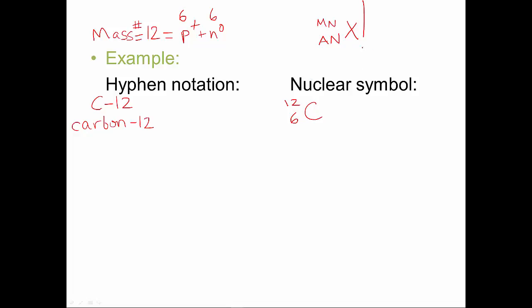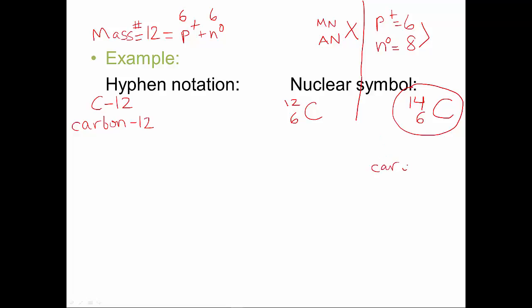Let's say that we had another isotope of carbon where I tell you that there are 6 protons, which is carbon. So there's our isotope symbol, the element symbol. The atomic number is still 6 because it's 6 protons. And I tell you that there are 8 neutrons. Well, if we add these two together, we get a mass number of 14. So this would be the nuclear symbol or isotope symbol for carbon-14.